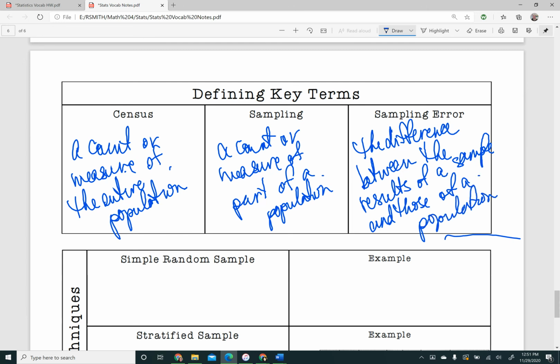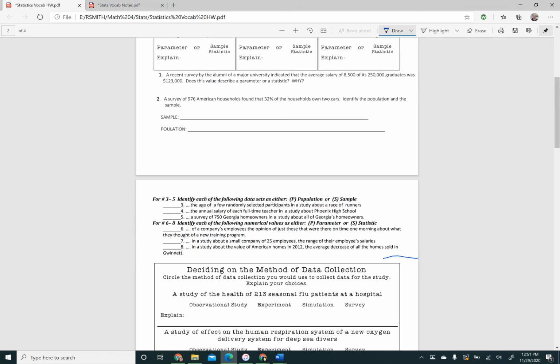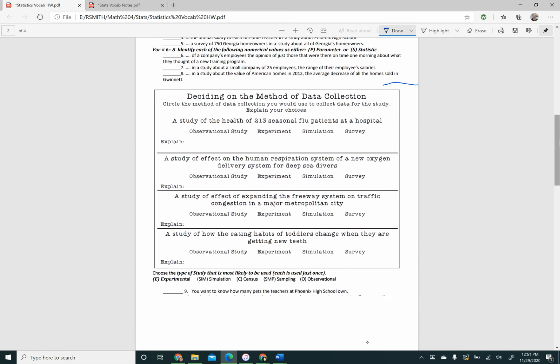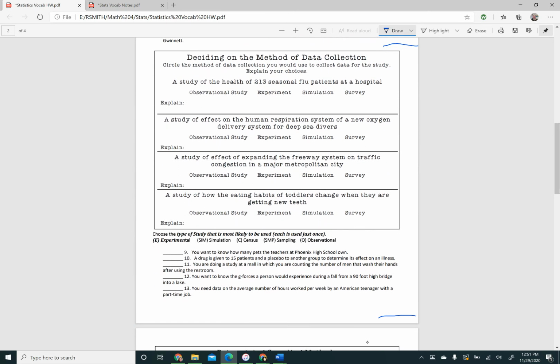All right, so this is the end of part 2 of our vocabulary notes. So we went through 1 through 8 here. For your homework, I want you to do deciding on the method of data collection and go down through 9 through 13 here. So that's the next part of your homework. Okay, so that's what you'll do for homework.